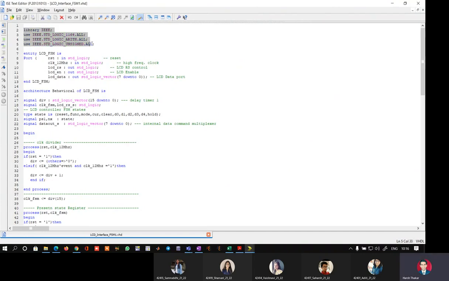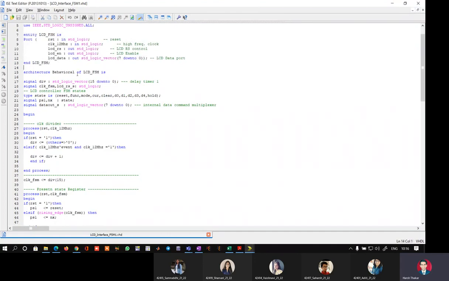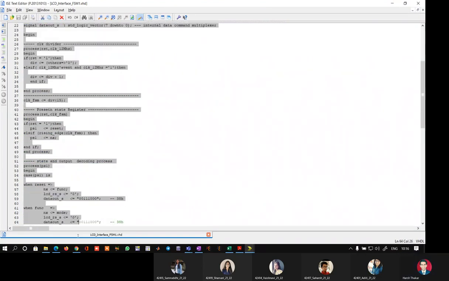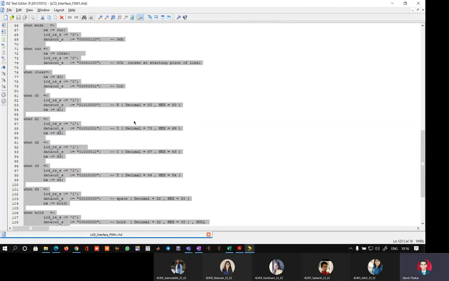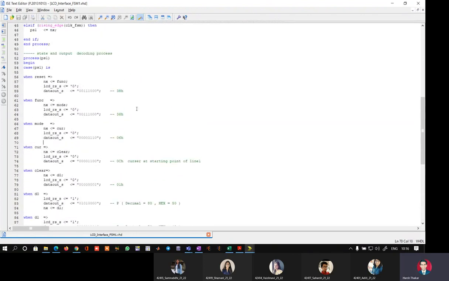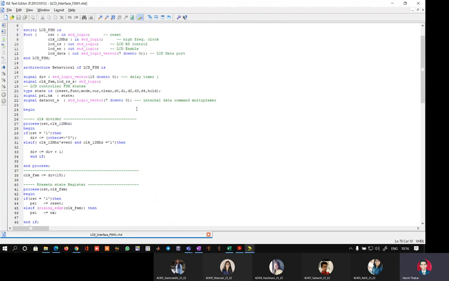Line number 2 to line number 5 is our library section as usual. Line number 7 to line number 13 is my entity declaration. And from line number 15 down to line number 123, I have my architecture body. Now we go to the architecture body, and you know that an architecture body always has two sections. One is called the declaration section and the second is the logic section.